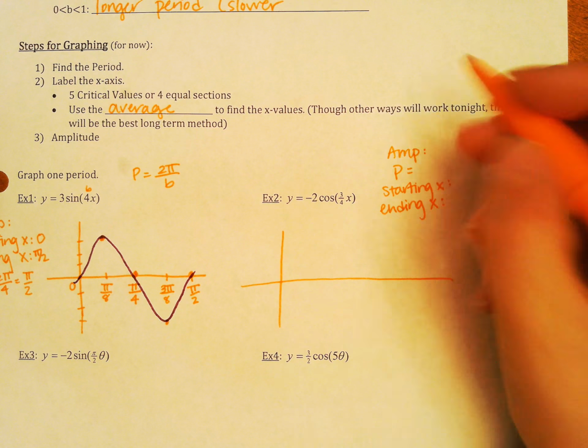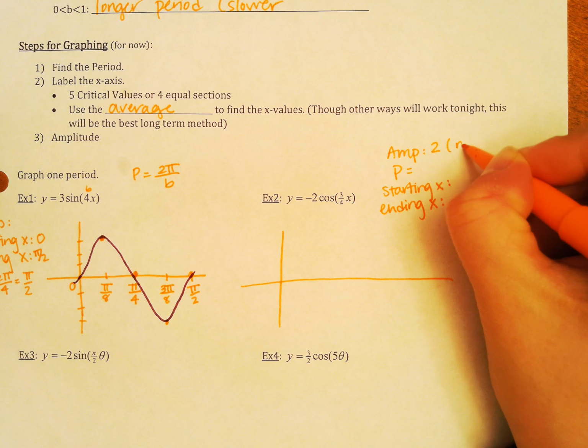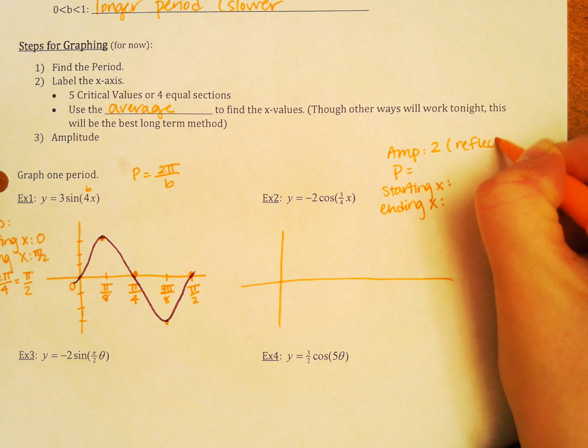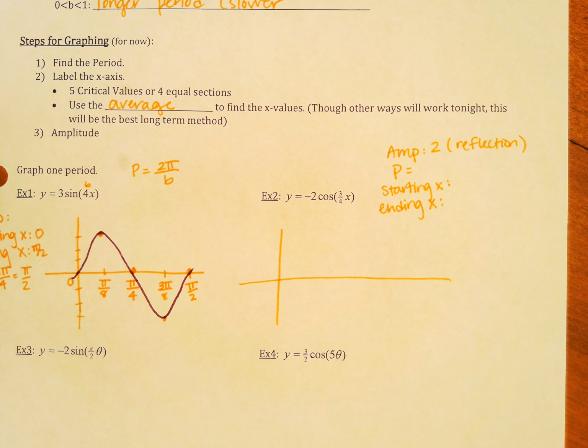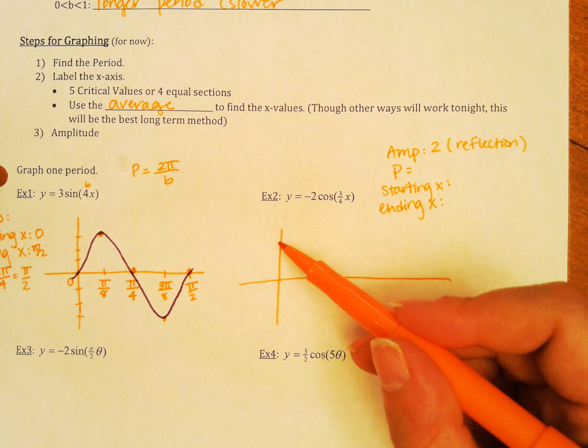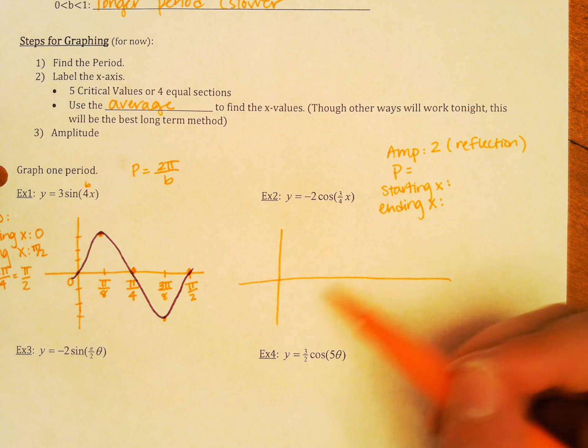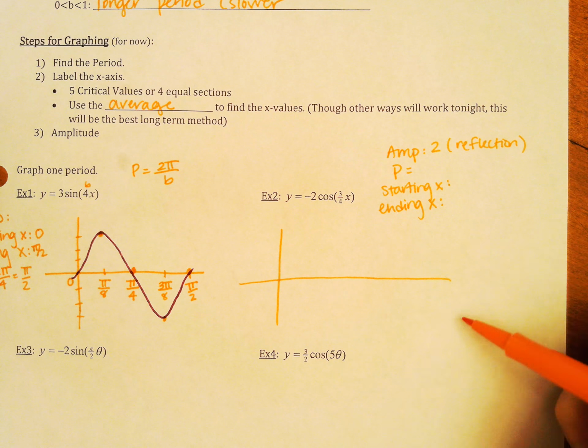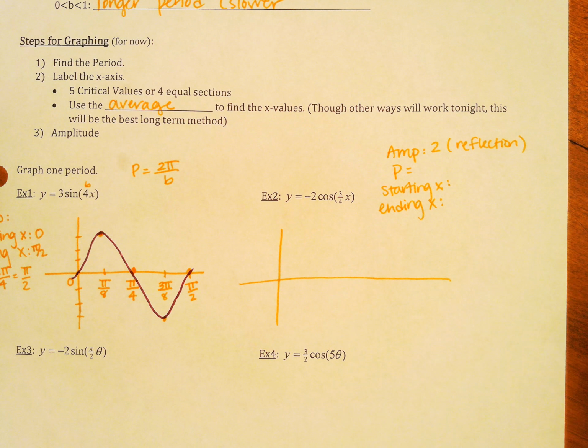So our amplitude is 2 and we have a negative. So I'm just going to jot down that I'm going to have a reflection, which means that normal cosine starts up here on the y-axis and goes down like that. So we'd be going down and then up to come up with our normal cosine.